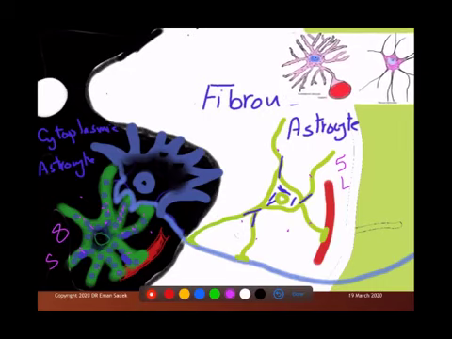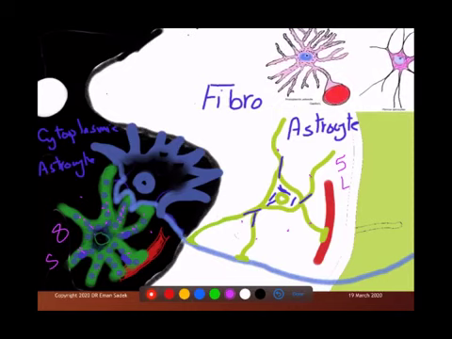Again, the functions: nourishment, blood brain barrier, and the support and the healing by formation of scar tissue.